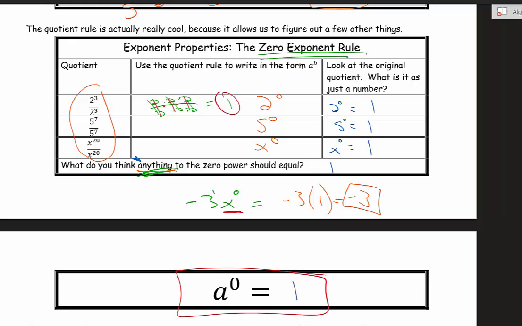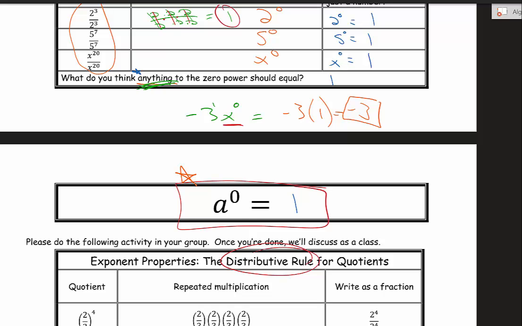Alright, so we've had a chance to work on this a little bit. We know that it's not automatically 1 as soon as I see something to the 0 power. We really have to be careful of what else is involved in the problem. But plain old a to the 0, that is 1.